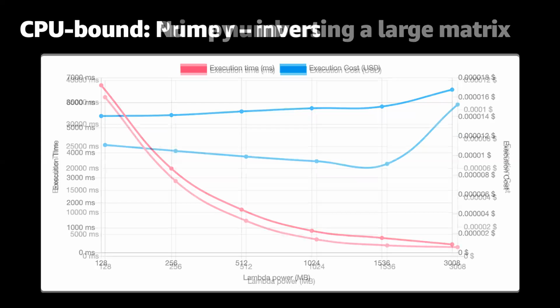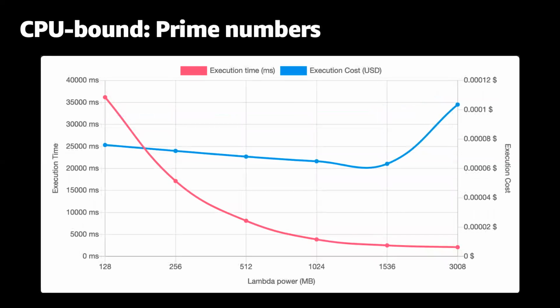And there are other cases, like the prime numbers example that I already showed you before, where when you start increasing the memory, so the power, the cost actually goes down. So there is no good reason for not increasing the memory. If you increase it, for example, to 1.5 gigabytes, you are something like 20% cheaper and something like 14 or 15 times faster. Okay, that's a no-brainer. You should just go hands down on the 1.5 gigabytes.